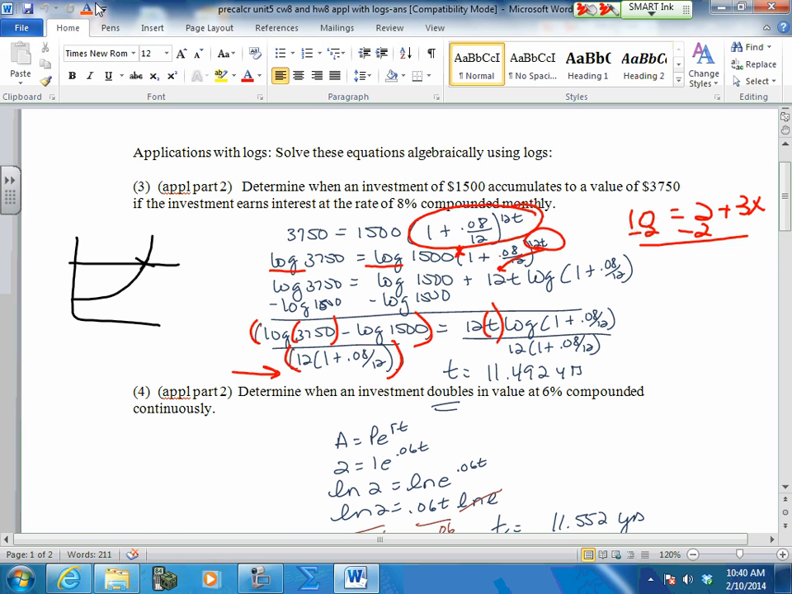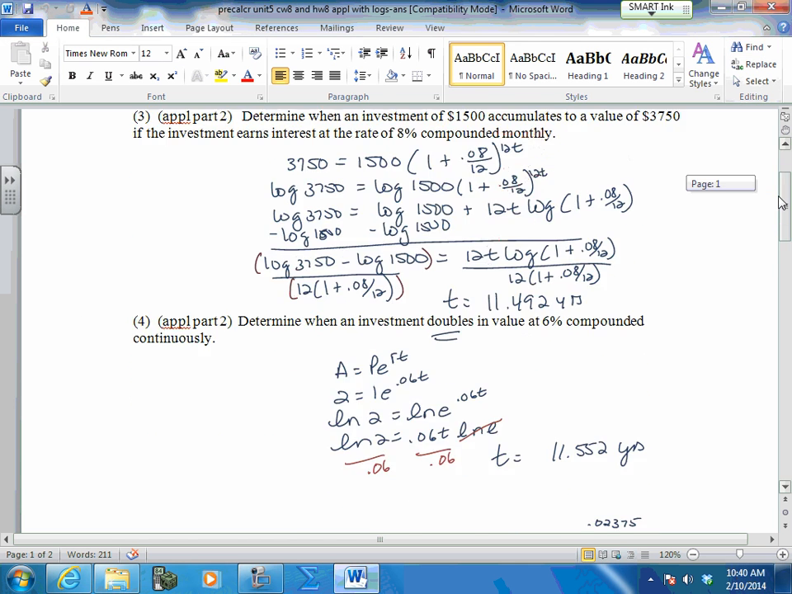Now on your test tomorrow, it's only the log part. So I don't want the graphs on this, I just want the log ones on this. We did this. We also did this one.